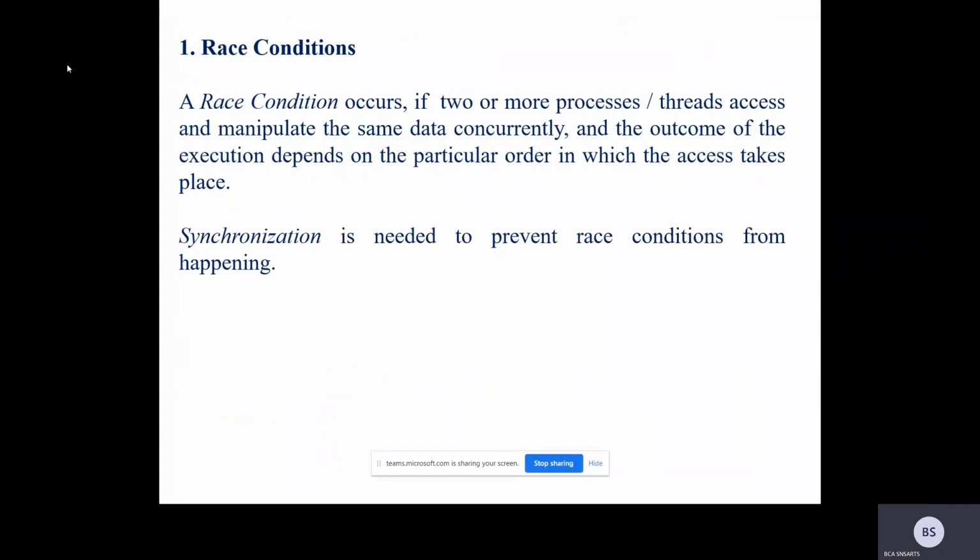Now we'll come to the core part, race conditions. First we'll look at the definition. A race condition occurs if two or more processes or threads access and manipulate the same data concurrently, and the output of the execution depends on the particular order in which the access takes place. For example, from a real-time example, you can understand what race conditions are.